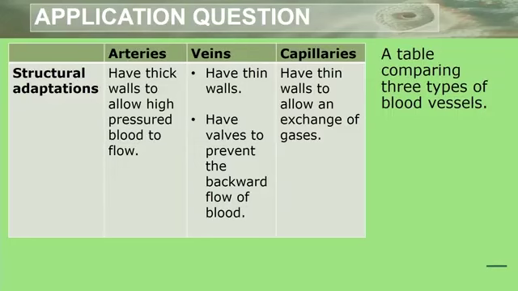Okay, now we look at the structural adaptations, looking at the structure and the function of the artery. We know that arteries are thick, so they have thick walls to allow high pressured blood to flow. We saw with the aorta how the aorta has the task of carrying oxygenated blood to different parts of the body. Two, we have the veins. We know that they have thin walls, they have valves, and the function of valves, we know, is to prevent the backward flow of blood.